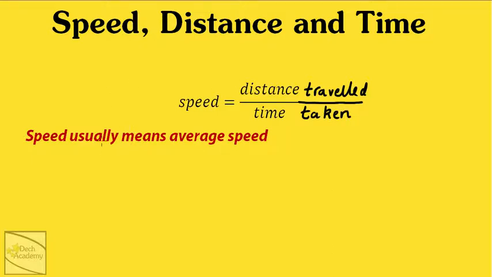Another thing I'll point out is when people refer to the speed of an object, they usually mean the average speed. So don't worry too much about why we're saying an average speed. Just be careful to know that anytime you see average speed, use the same formula.